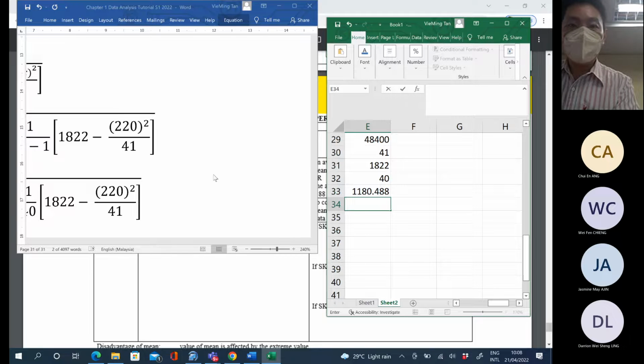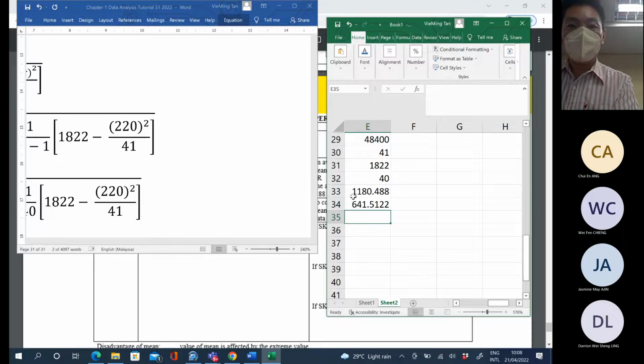So this area is equal to 1180.49, which is less than 1822. Yes, okay, logical. This area is 1180.49, and the total x squared is 1822. So it's logical because this whole value is less than 1822. Okay, now I want to get the difference. So I use 1822 minus this one.